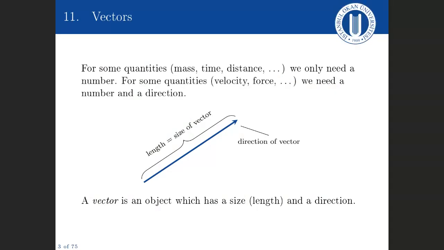For some quantities, for example mass, time, distance, etc., we only need a number to describe that quantity. But for some quantities, for example velocity, force, etc., we need both a number and a direction. For those, we use vectors. A vector is an object which has a size, its length, and it has a direction.